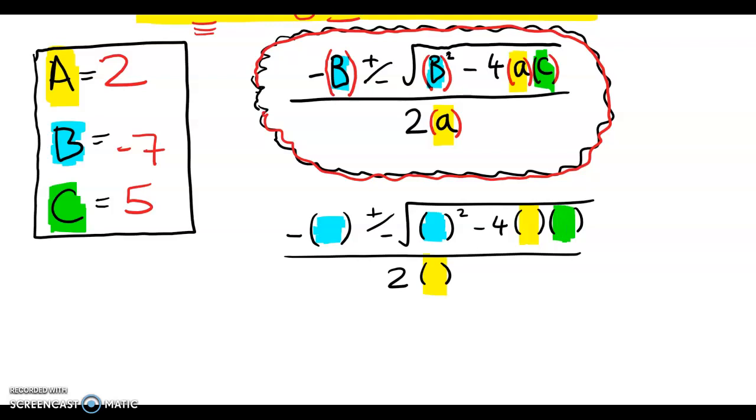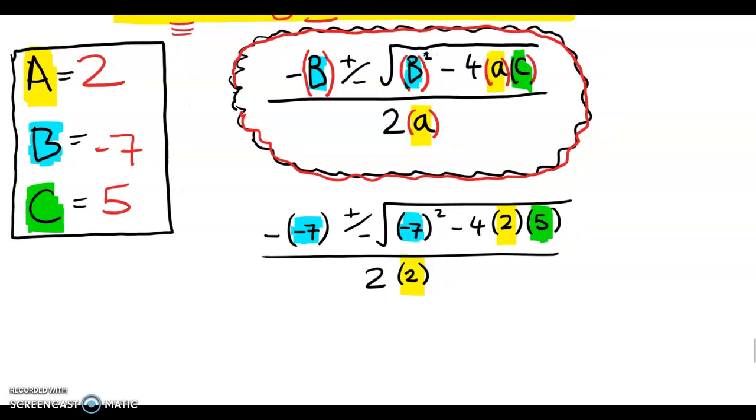Do I need to use these highlighters? No, not necessarily. The more you do of these, the better you get. You don't have to do all this highlighting. So what goes in this one here? It's B, so B is minus 7. So I put in minus 7. There should also be a minus 7 here. There should be an A in this bracket and in this bracket, and at the end there should be the C, which is 5.